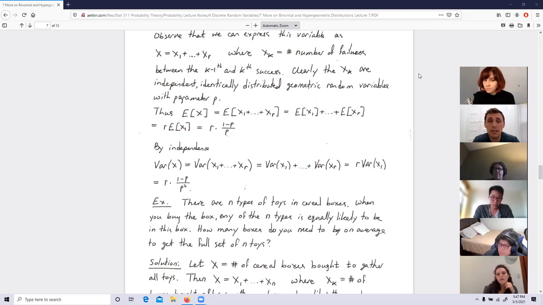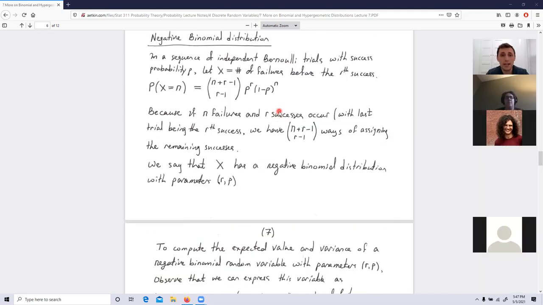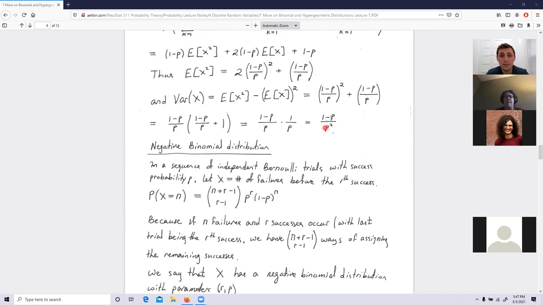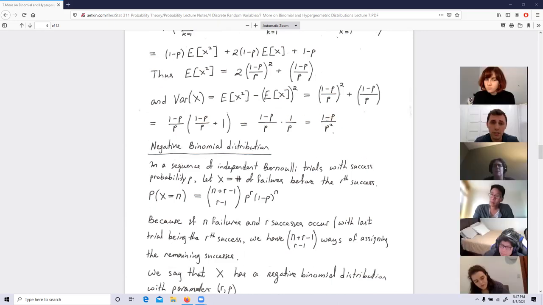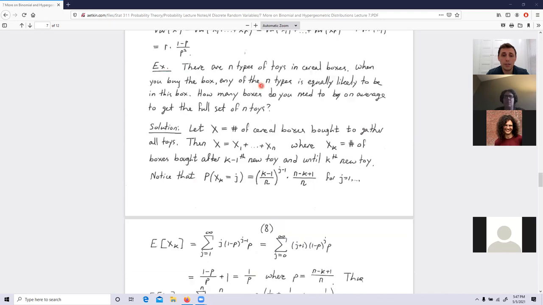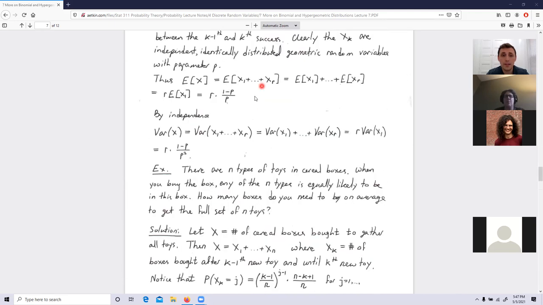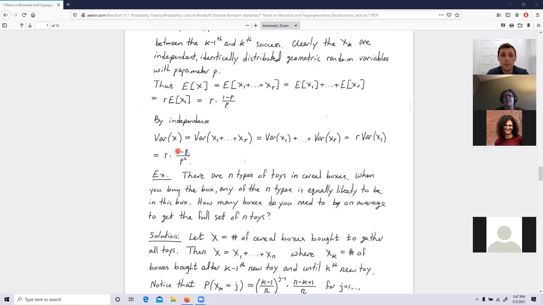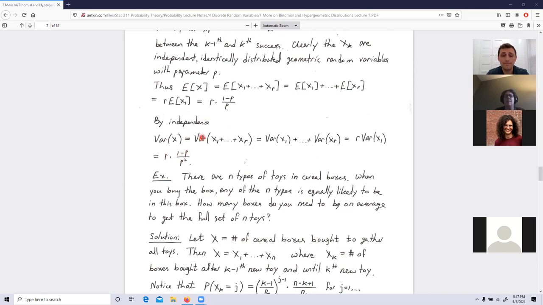Which means that it's just r multiplied by the variance of the geometric random variable. And we calculated that previously. Variance is (1 minus p) over p squared for the geometric random variable. That means that we are dealing with a variance of the form r times (1 minus p) over p squared.